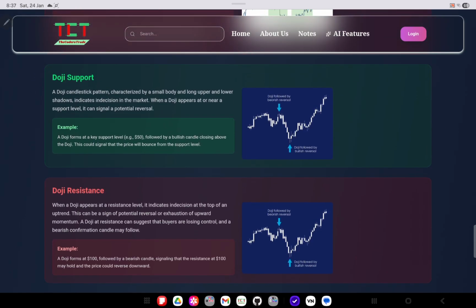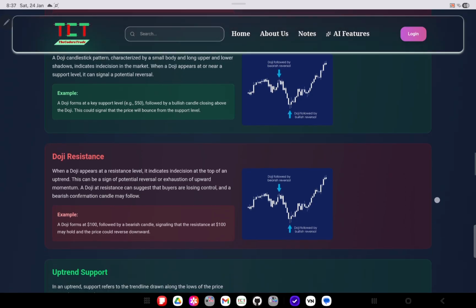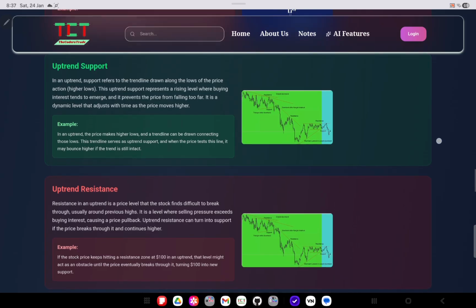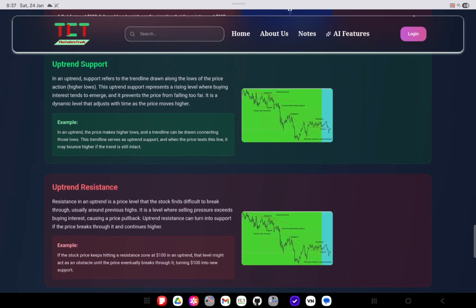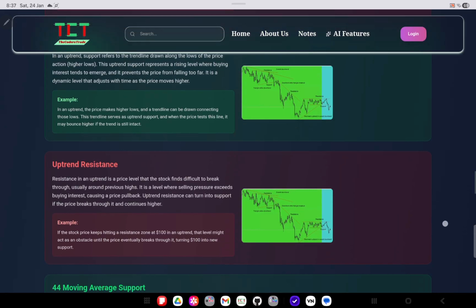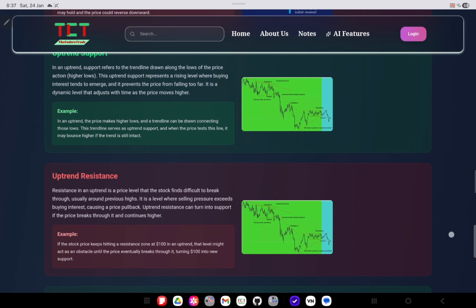To avoid those traps, look for a doji candle at the level. It signals pure indecision. If it's followed by a big green candle, the bounce is real. Also, use uptrend support, that diagonal floor connecting higher lows, to ride the wave safely while the trend moves up.